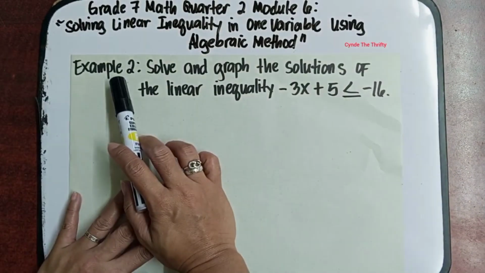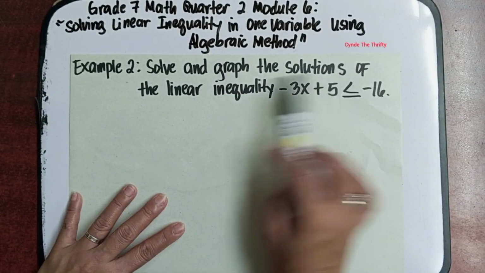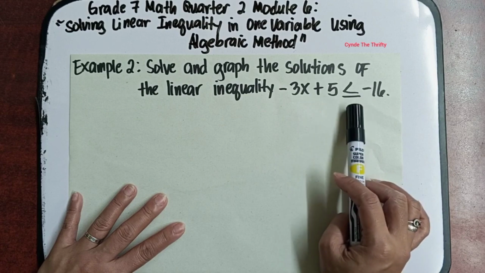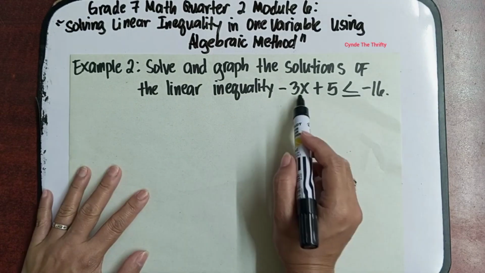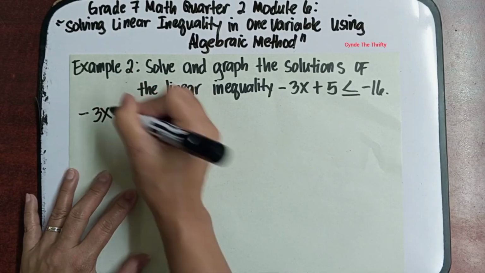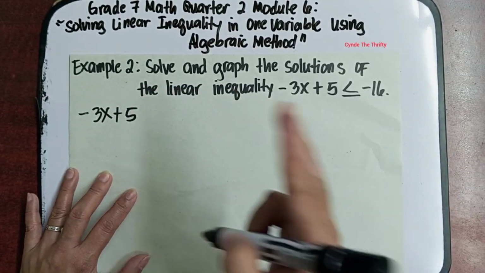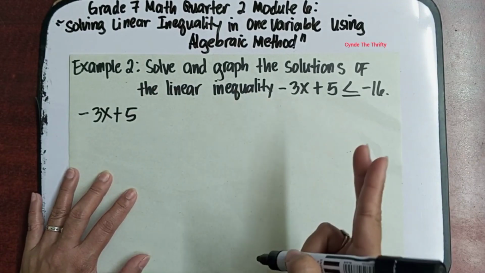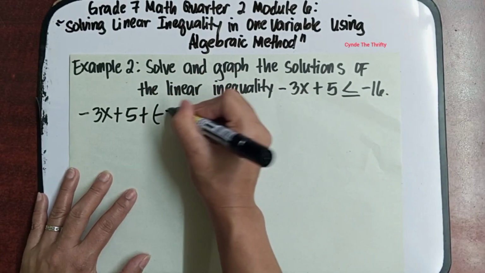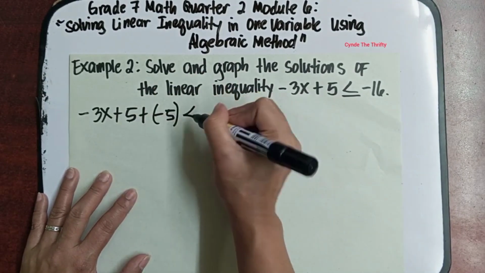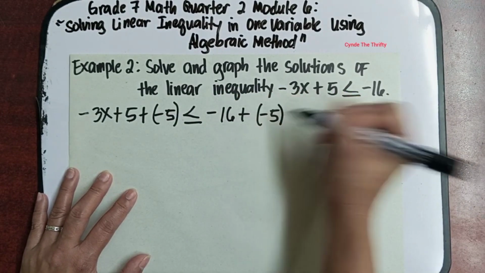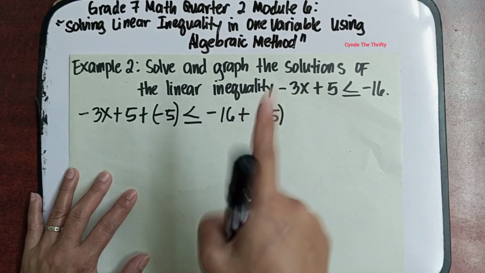Example number 2 tayo. Solve and graph the solutions of the linear inequality. Negative 3x plus 5 is less than or equal to negative 16. Okay, so i-solve natin ang ating linear inequality. So, negative 3x plus 5. So, ano ang gagawin natin? Gagamitin natin ang addition property of inequality. So, dahil positive 5, so mag-add tayo ng negative 5 para mawala si 5. Is less than or equal to negative 16 plus negative 5. So, dapat ang both sides is nag-add ka ng negative 5.